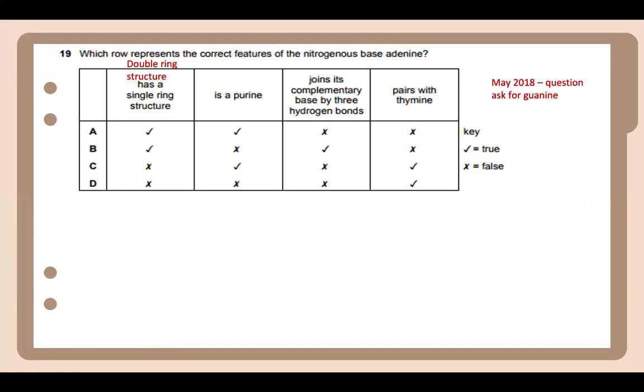Which row represents the correct features of the nitrogenous base adenine? This is also a common question. In the May 2018 paper, the question at that time was asking about guanine. And the answer for adenine is C.